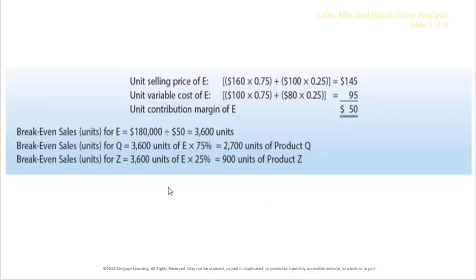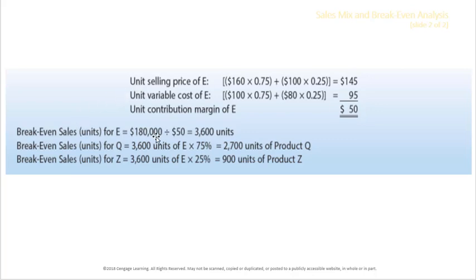So here's the enterprise contribution margin. We sell 75% of Q and 25% of Z, so $145 would be our selling price. For the variable cost, we've got 75% of 100 plus 25% of 80 equals an enterprise variable cost of 95, and this results in an enterprise unit contribution margin of 50.